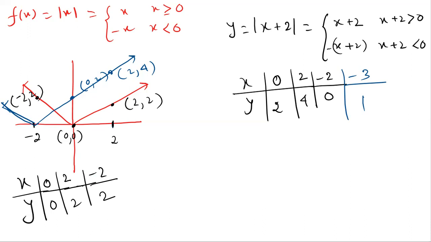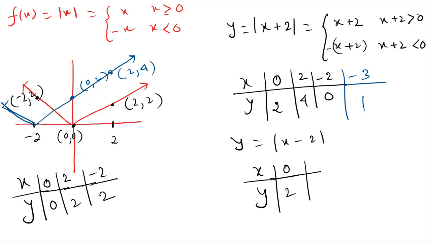Again, I will check for y equal to mod of x minus 2. See the changes. According to the theory, it will shift right. That means you take the values of x and y. For x equal to 0, this will become 2. If it is 2, then 0. If it is minus 2, this will become 4. That means the graph will start from here.